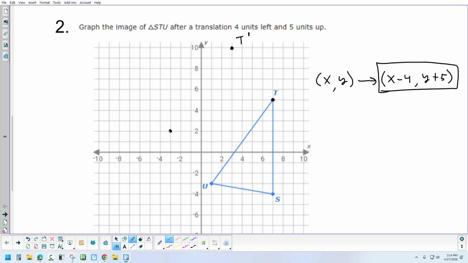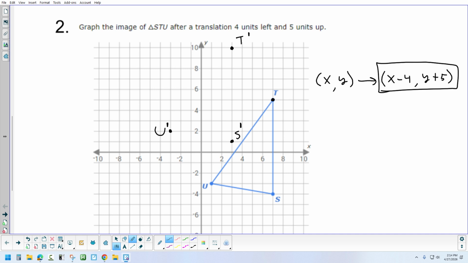All right, so Logan, we're not going to call that u. We're going to call it u prime. And the last one, s. We're going to go 4 to the left, 1, 2, 3, 4, 5 up. 1, 2, 3, 4, 5. And what are we going to call that point? Well, Miriam? S prime?